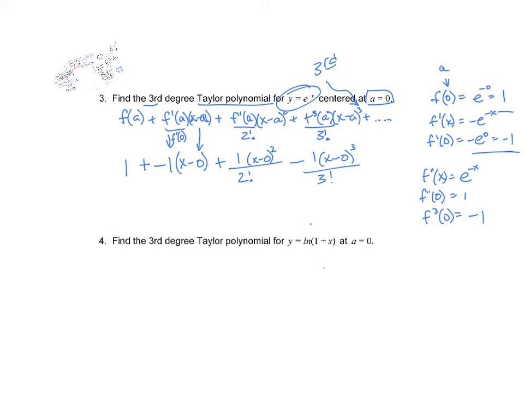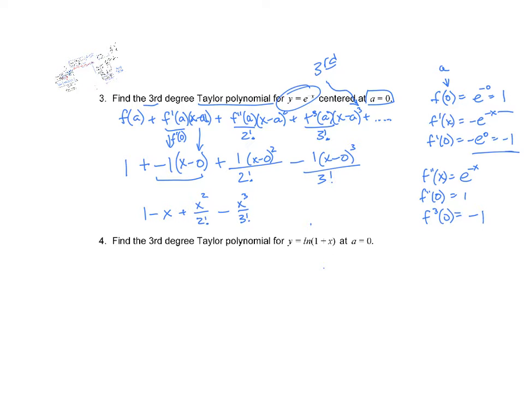So our answer's in front of us. Let's clean it up a little bit. We're going to have 1 minus x, that's this guy, plus x squared over 2 factorial, minus x cubed over 3 factorial. And that is the answer, the one I was looking for.